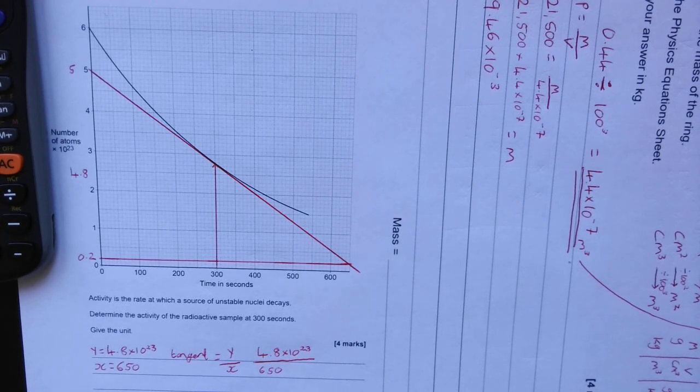And the unit for activity is becquerel. So you just remember it's Bq, like that. Capital B, lowercase q. Remember that for radioactivity. The unit for decay rate is becquerels.